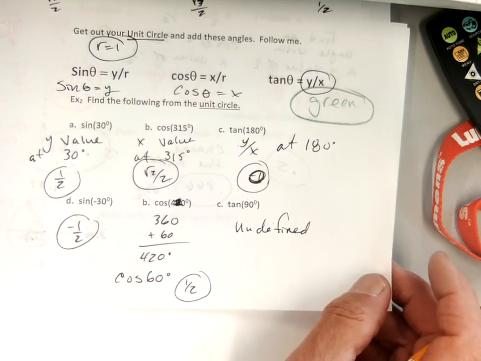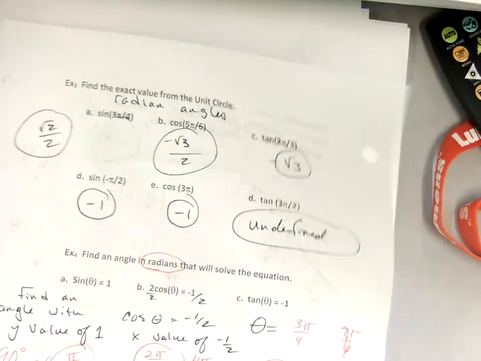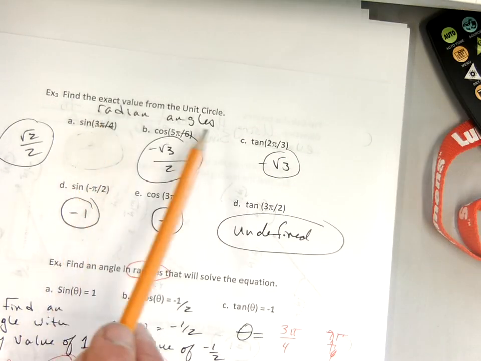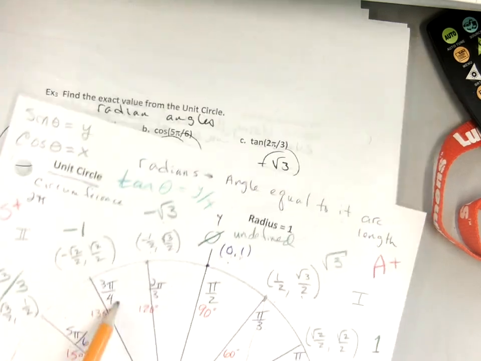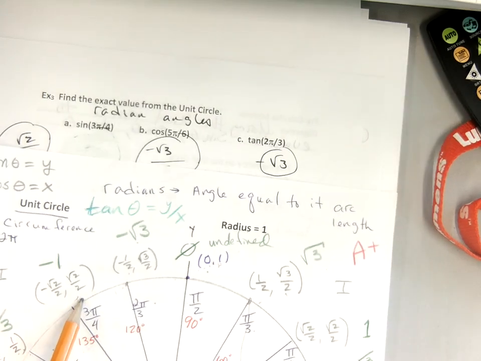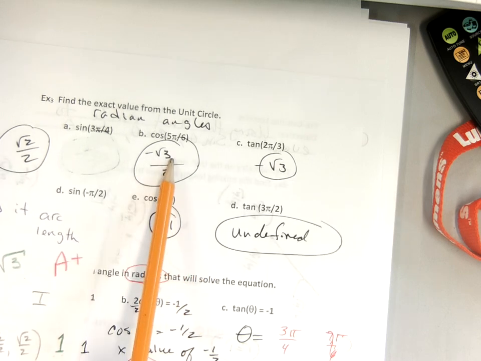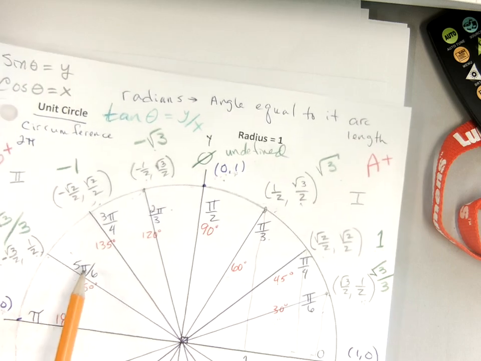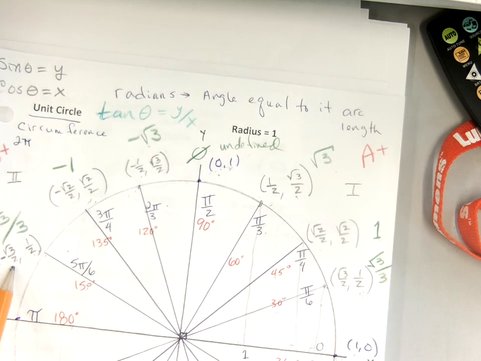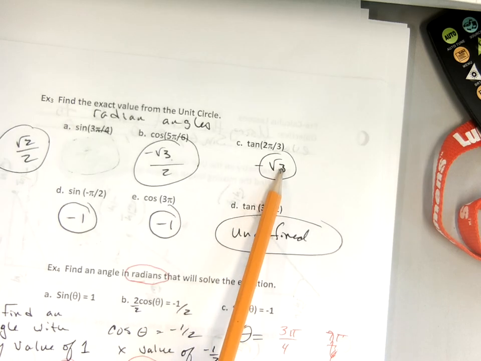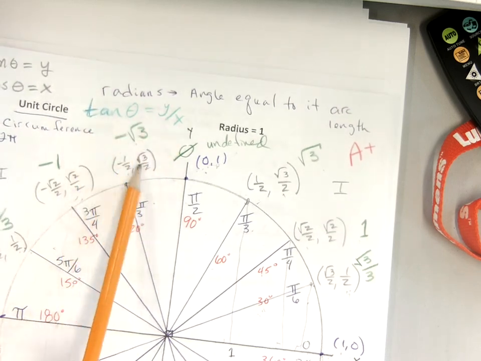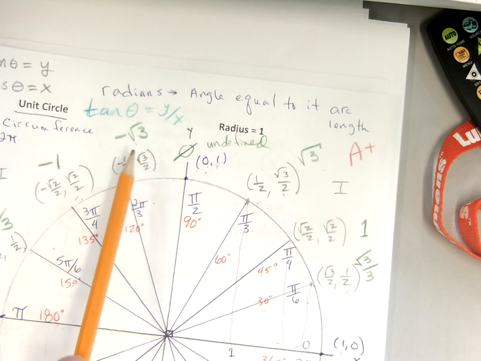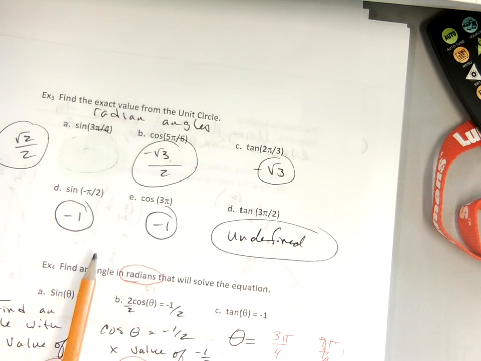Sorry about that. Now you can see it better. On the back side, we have more of it, except it's in radians. So sine of 3 pi fourths is right there. The sine is the y value, so it's going to be square root of 2 over 2. Cosine of 5 pi sixths, the x value, here's 5 pi sixths, negative square root of 3 over 2. Tangent of 2 pi thirds, 2 pi thirds is here. Luckily, I did my tangent values. It is this value over this value, which turns out to be negative square root of 3.